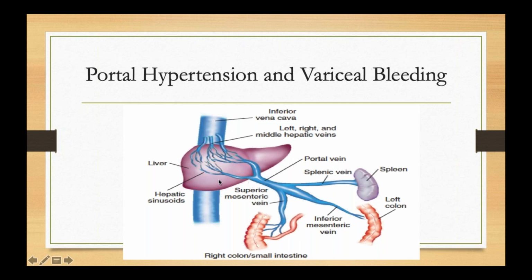From there, it divides into the left and right portal veins, and then goes to the sinusoids, and then three veins are there: right hepatic vein, middle hepatic vein, and left hepatic vein. These drain all the segments of the liver and drain into the inferior vena cava. So this is the diagram. Whenever there is cirrhosis, portal hypertension develops. Portal hypertension can be of three types basically. It can be pre-hepatic, hepatic, or post-hepatic.